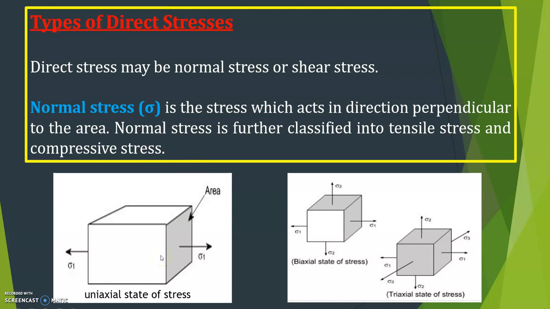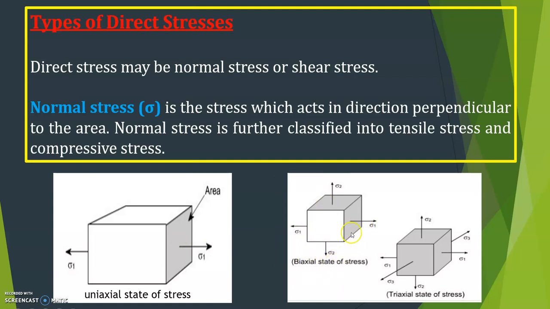Here in this figure you can see the stress is acting in only one direction. So it is called a uniaxial state of stress. Such a state rarely exists. Therefore, we have biaxial or triaxial states of stress, where two mutually perpendicular normal stresses act.